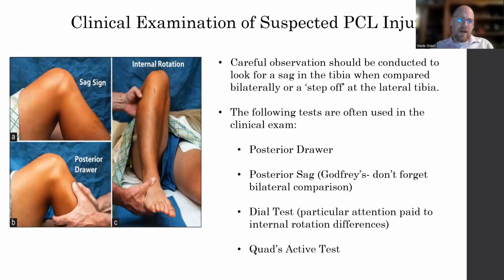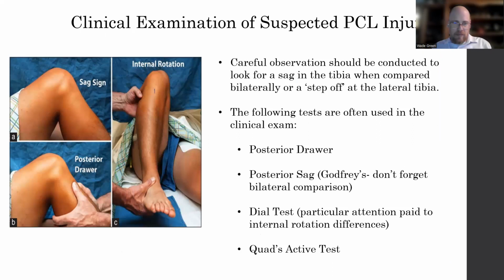Okay, what about examining a PCL? So remember those tests we talked about in class, right? We need to be very careful with our observation, right? So look for sag. We need to look for tibial sag, right? And we can do that by comparing bilaterally. Remember when we picked both of the legs up in the air and looked at them to see if they were even, if one of them had sagged or not, right? Or, we can put the patient up at 90 degrees of flexion and look for a sag at the lateral tibia or a step off there, all right?